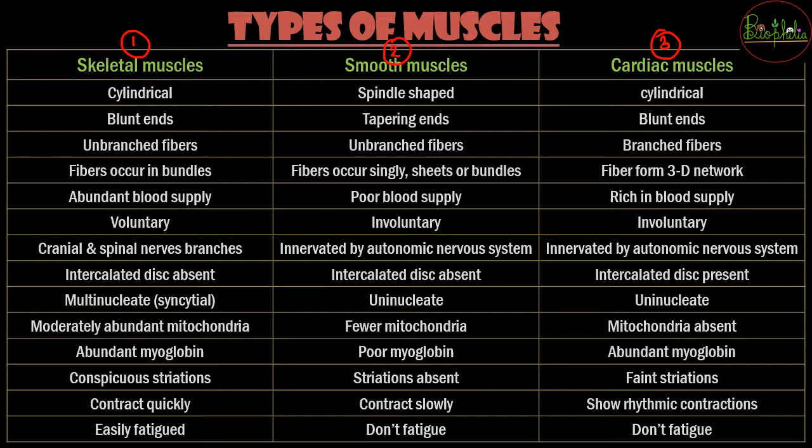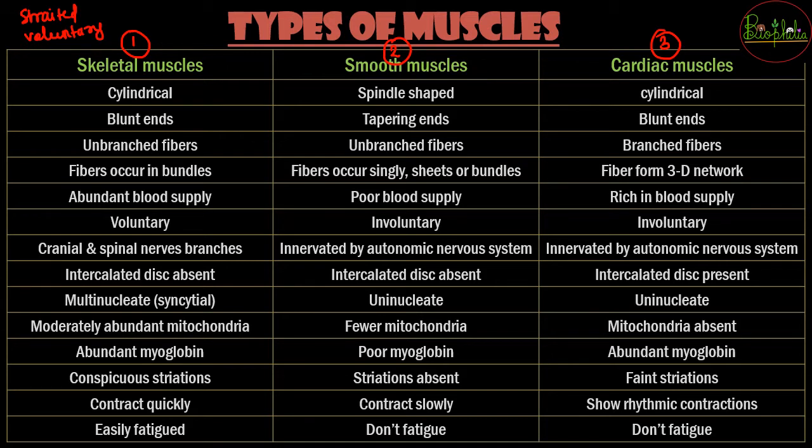So skeletal muscles, you can also call them voluntary muscles. You can call them striated muscles. What are the other names? You can call them striated muscles, you can call them voluntary muscles. And why all these names? You will understand it over here.